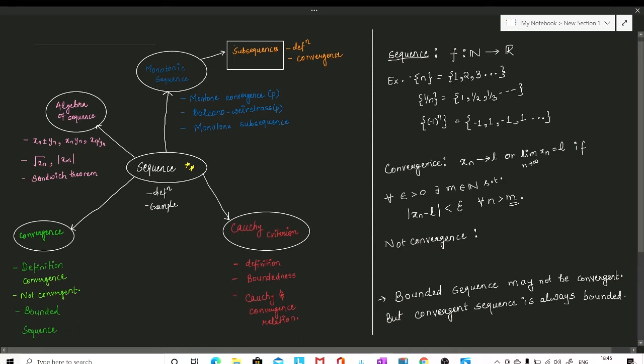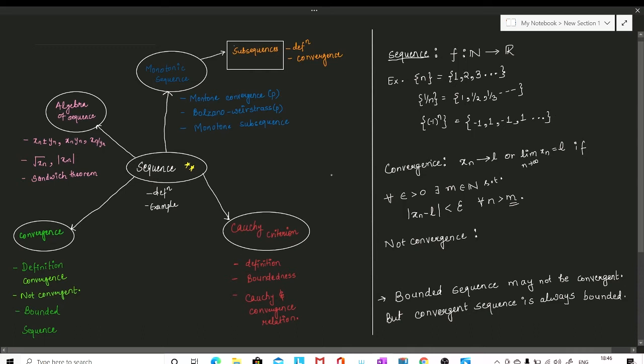Now, examples of sequences. For example, the sequence n. This is the sequence of natural numbers 1, 2, 3, 4 and so on. Similarly, the sequence 1 by n is 1, 1 by 2, 1 by 3 and so on. And similarly, the sequence (-1)^n is -1, 1, -1, 1 and so on.